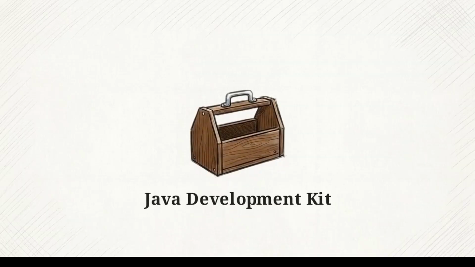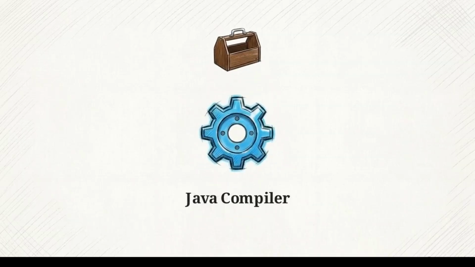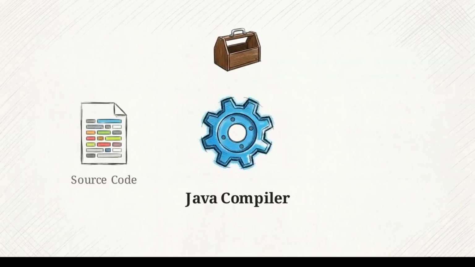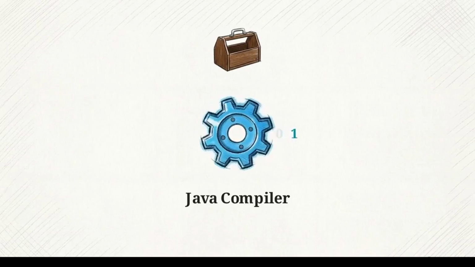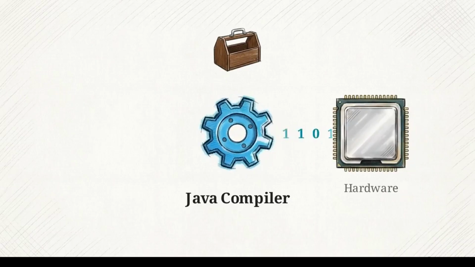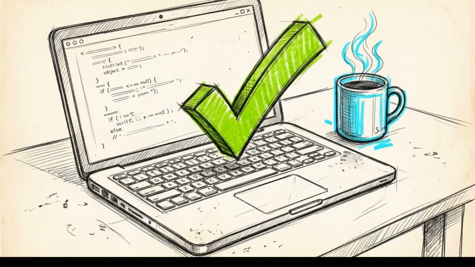Inside this kit is the Java compiler. When you write code that makes sense to a human, the compiler is the specific tool that translates it into instructions your computer can actually execute. By the end of this lesson, your computer will be fully equipped and ready to run Java code.